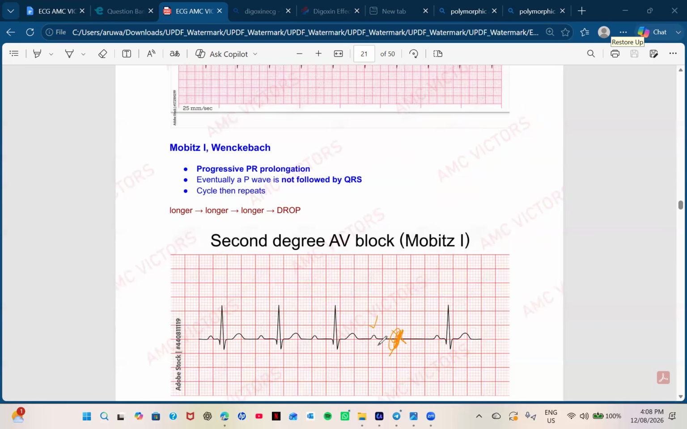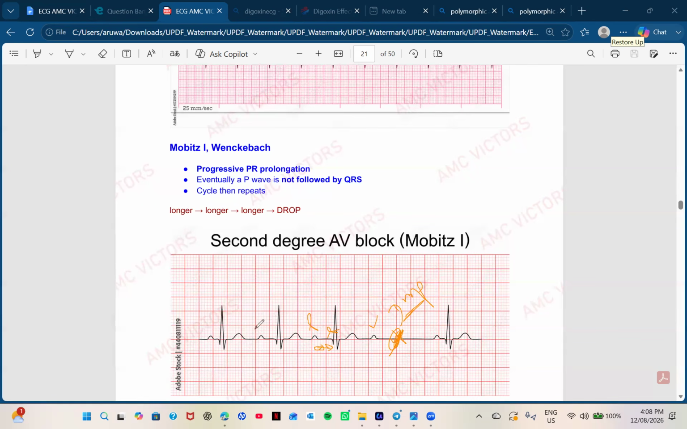Okay, so here we call this a drop. We call this a drop because of the block. So the drop is here. Progressive PR prolongation. So what does that mean? Here the PR is getting increased.